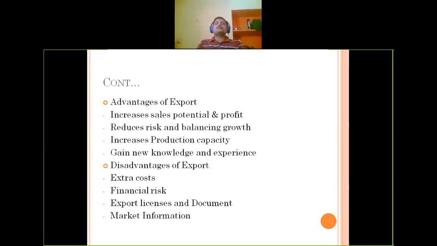Correct? So, with this note, today we have completed export trade, its meaning, types, advantages, and disadvantages.